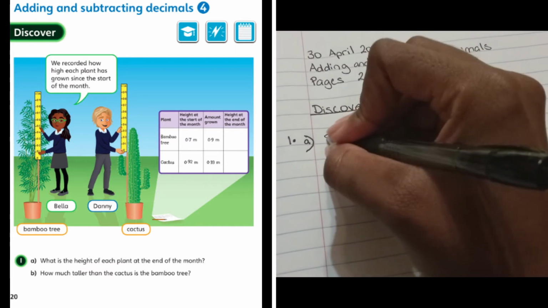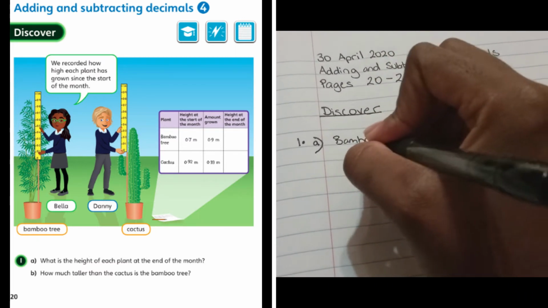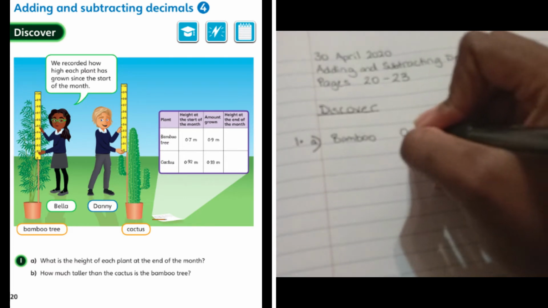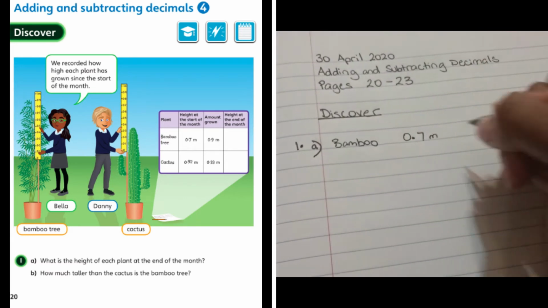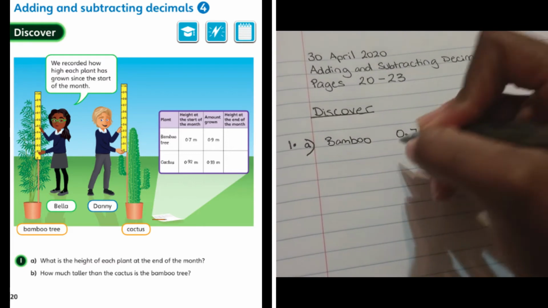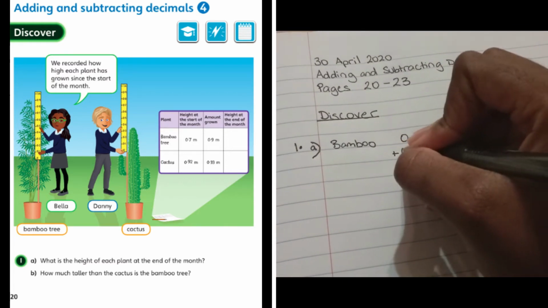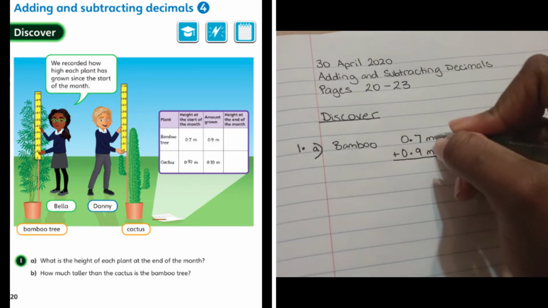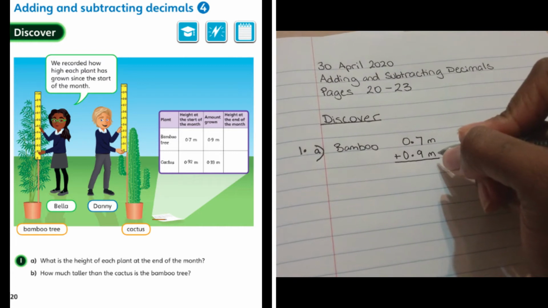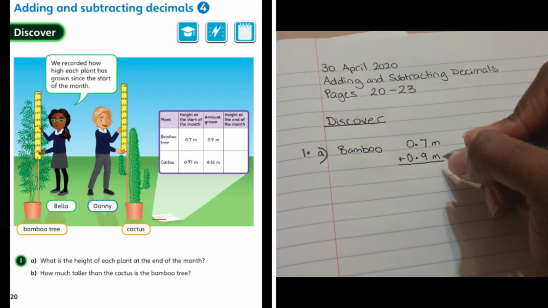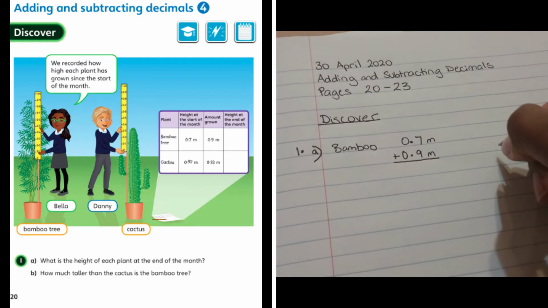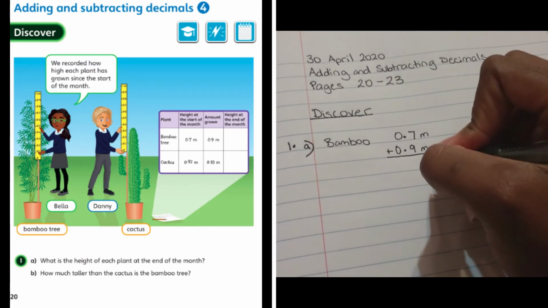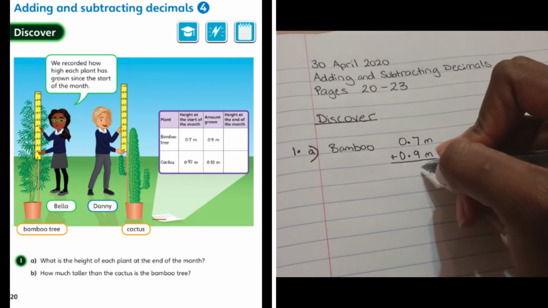So for the bamboo tree, I'm going to start by labeling what I'm working on. Bamboo, it started out at 0.7 meters, and then it grew another 0.9 meters. So I'm going to add on another 0.9 meters. I like to put my unit when I'm adding. You might have noticed that in the last lesson, just because it helps me remember what the question is asking me. So at the end I know, oh yeah, my answer is in meters or my answer is in liters or whatever it is.